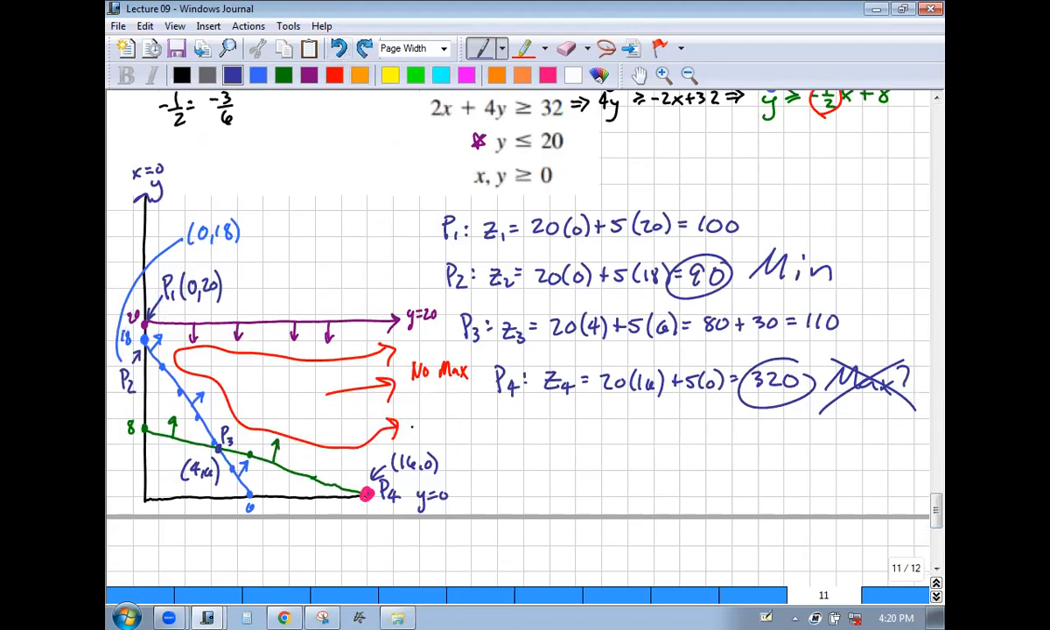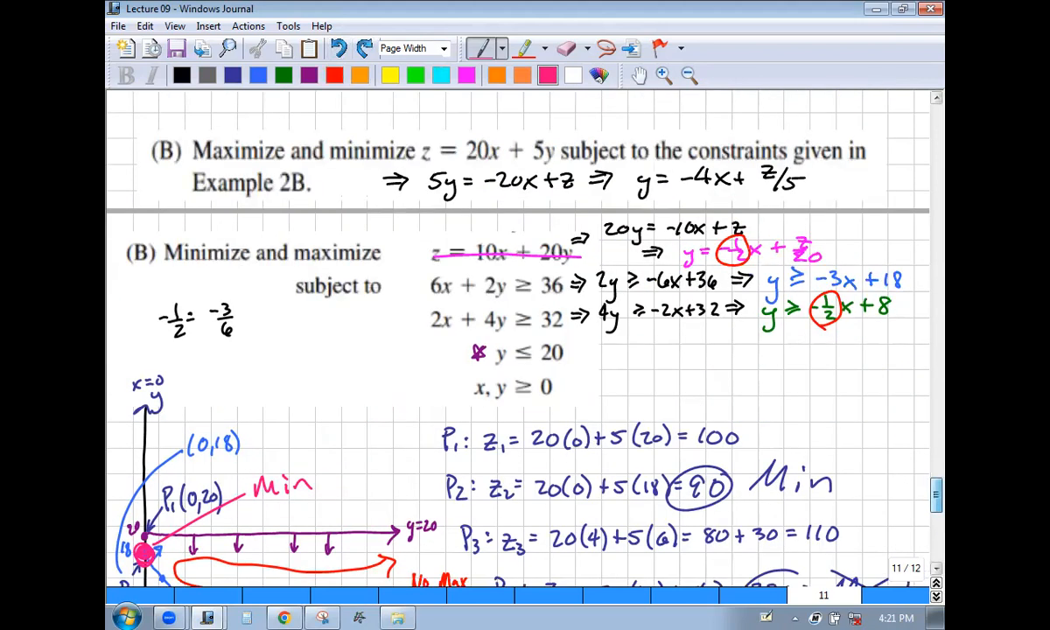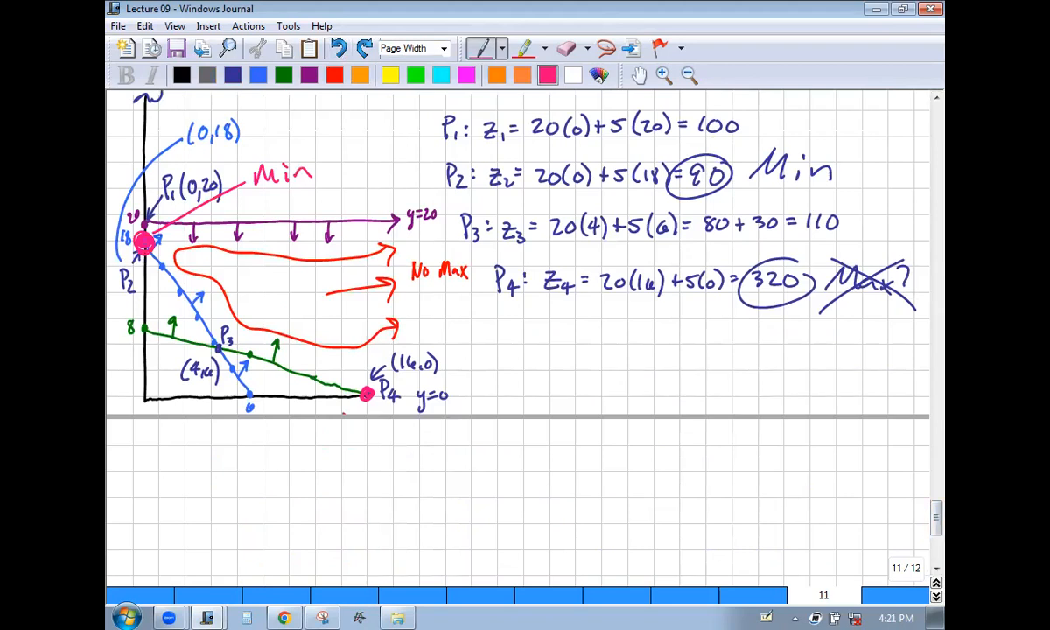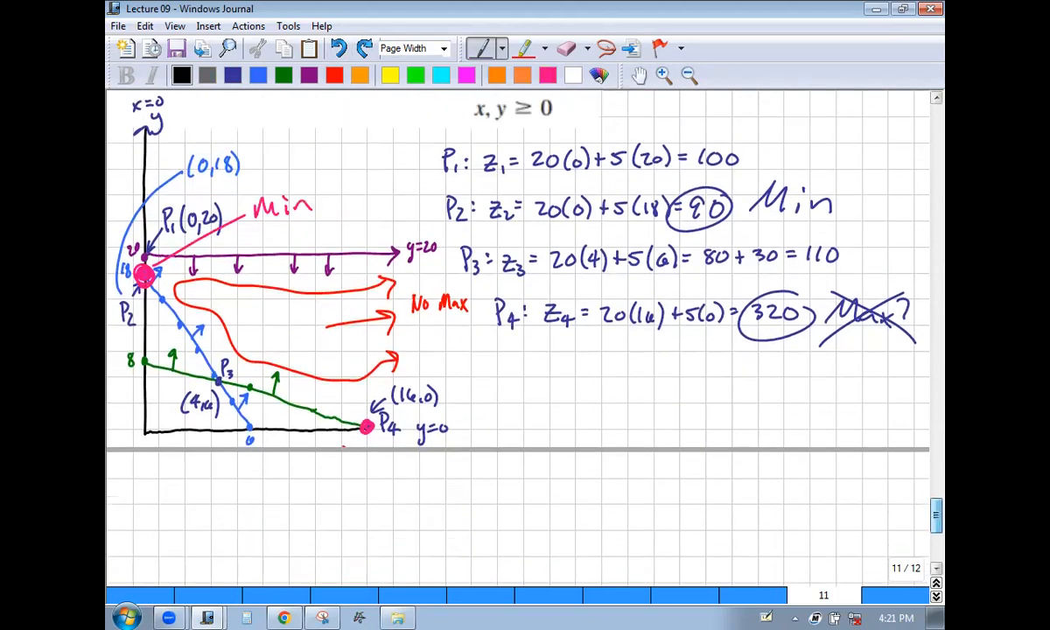So P1 and P3, neither one of those gives us a minimum. They're just values. But P2 here, that's our minimum. You see P4 is the farthest point to the right. It has the biggest X value. And if you make X big, it's going to make Z big, but it's not a max. There's no maximum. So that wasn't too bad. They just wanted us to recycle our work and kind of analyze it.